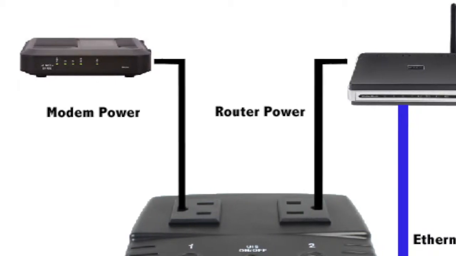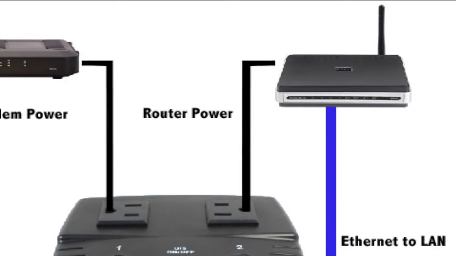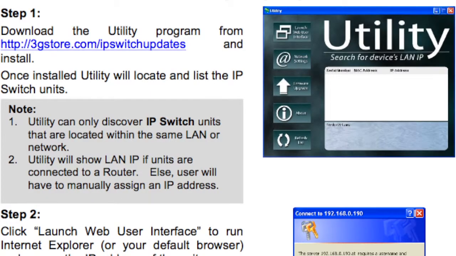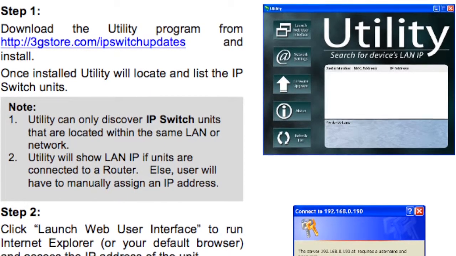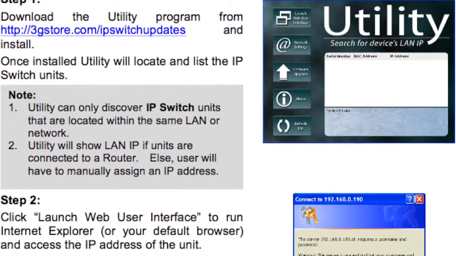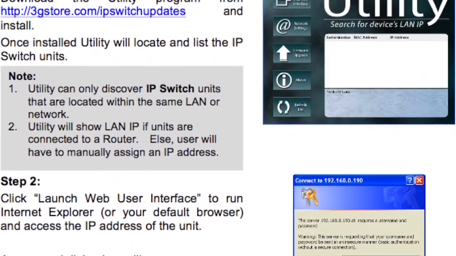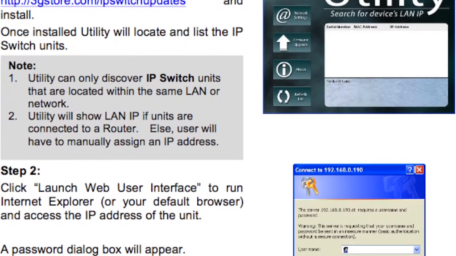Outlet 1 of the switch will be your power source for the modem, and outlet 2 is the power for the router. At this point, you'll need to install the utility application on a Windows PC. If you've not already done that, the links are in the description below. And if you're not on a Windows PC, there are links in the article below to help you find the IP address of your router.